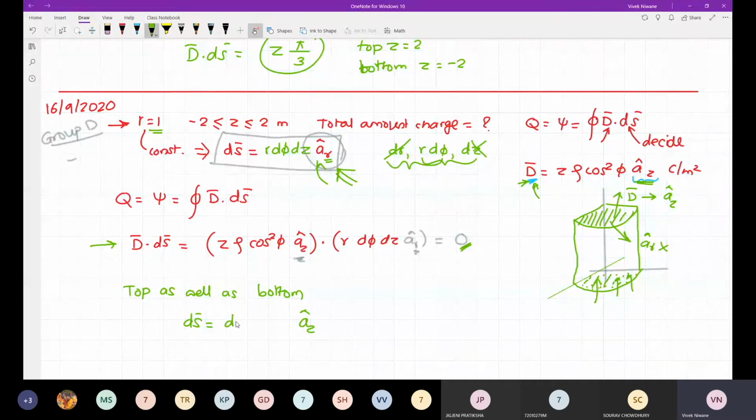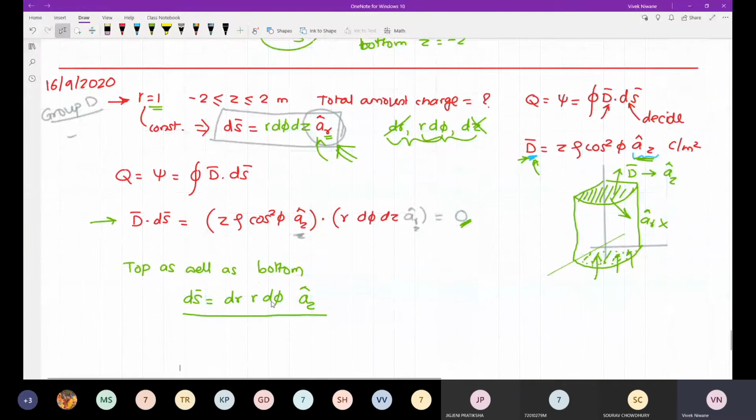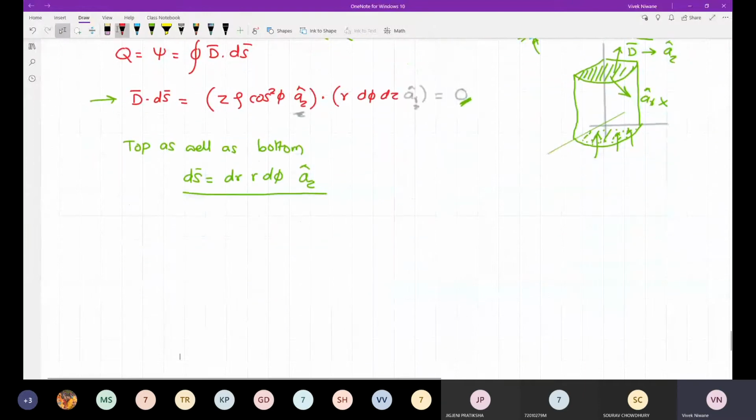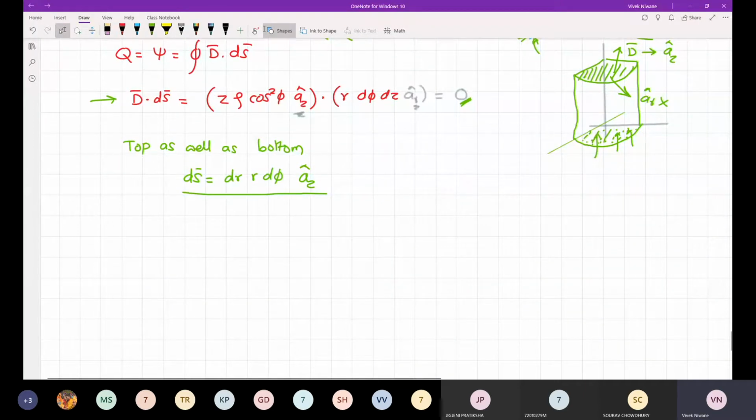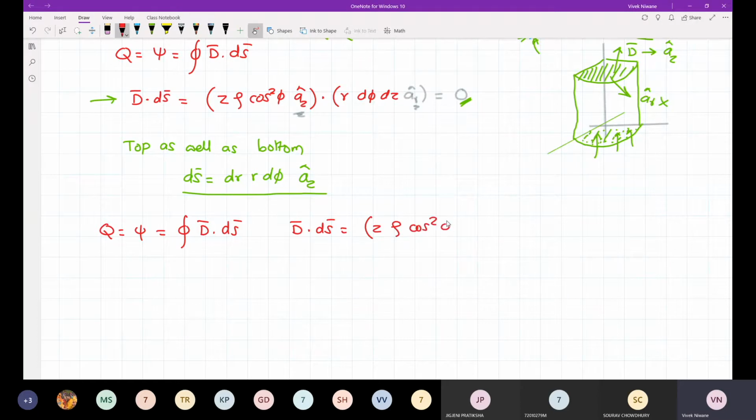So we will have dr, d phi. This will be the appropriate surface to choose. Okay, so now we will solve the integral and the expression. We have total amount of charge equal to psi, which is equal to the closed surface integration of D dot dS. We will evaluate D dot dS as z rho cos square phi a_z.